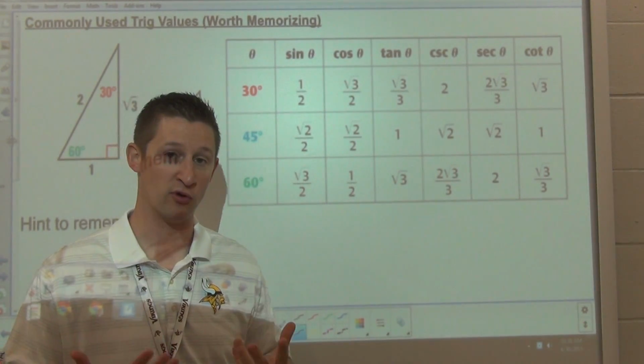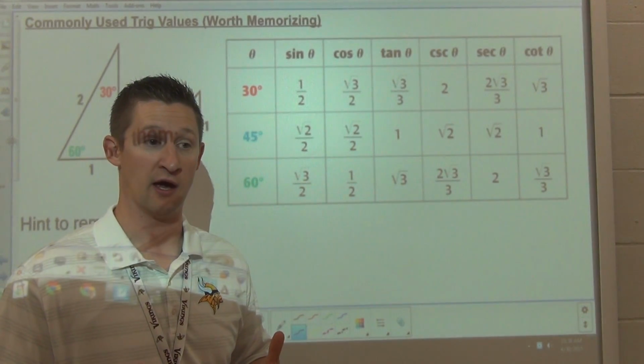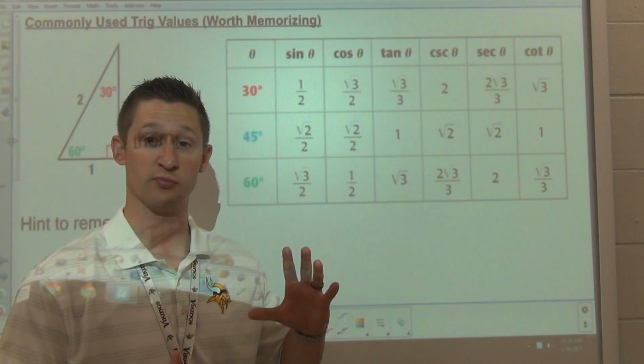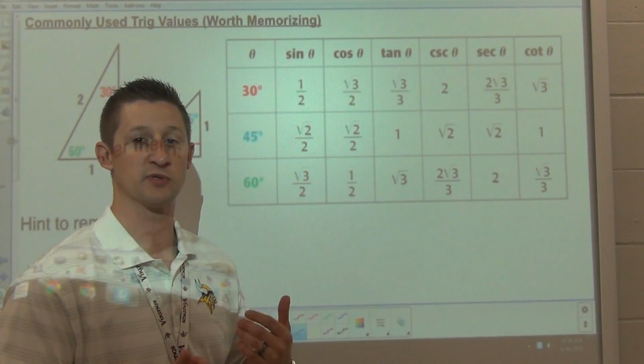Now if you're someone who memorizes lists and tables, then this is something that you can memorize. I'm not necessarily a memorization person when it comes to this, but I know a couple of tricks that help me remember these particular values.